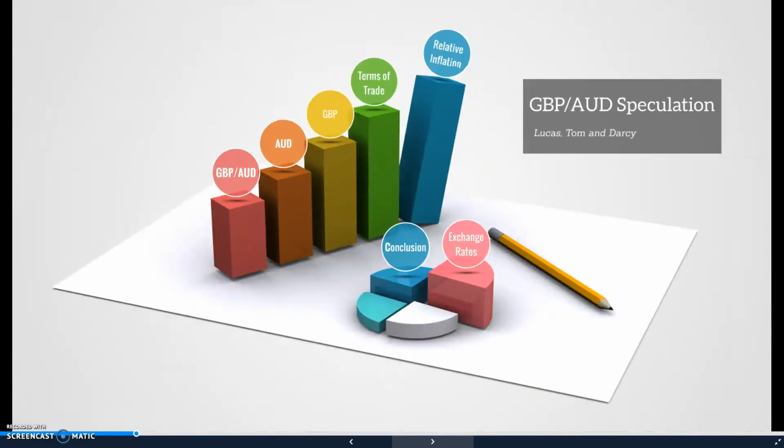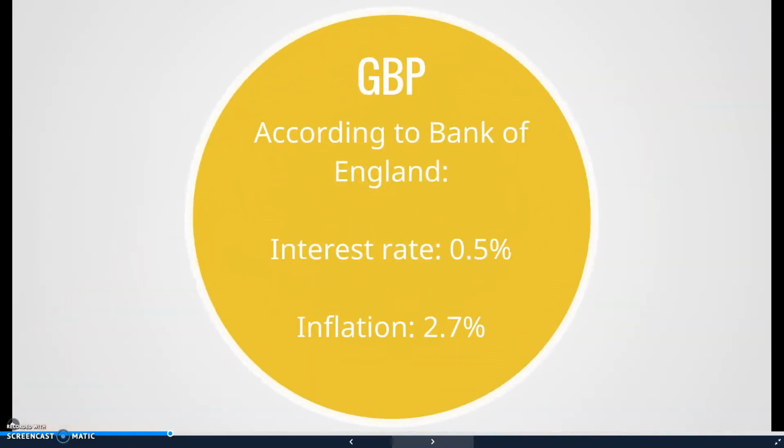Moving on to the Great British Pound, it is the currency of the United Kingdom. It also has a floating exchange rate, but it would be considered a clean float, meaning that the Bank of England does not directly intervene in the currency exchange. And according to the Bank of England, its current exchange rate is 0.5%, while its inflation rate is 2.7%.